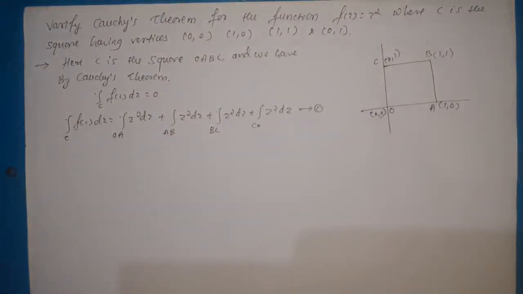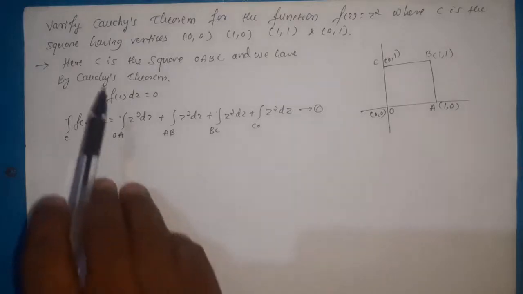In this class, let us discuss the examples on Cauchy's theorem. So here we know that for any closed curve C, integration over C f of z dz equal to 0. So that is the statement of Cauchy's theorem, where f of z is a function of a complex variable and C is any closed curve.